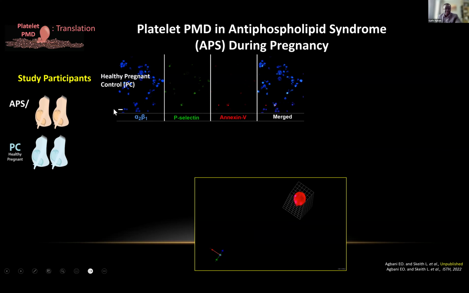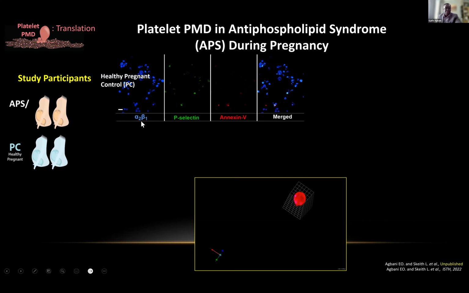Here are the platelets from the healthy pregnant control that we allowed to adhere to an inert surface. We put that surface in serum. We don't expect any significant activation. So whatever we're seeing here is what we use as baseline.